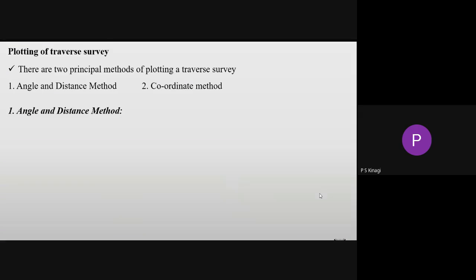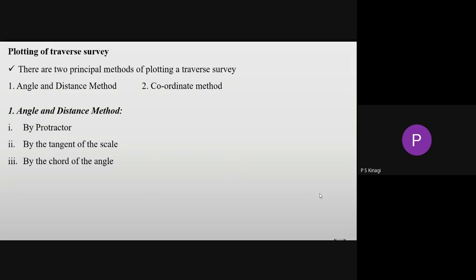Okay, first we start with the angle and distance method. There are three main types in the angle and distance method. One is by protractor, second one is by the tangent of the angle, and third is by the chord of the angle.